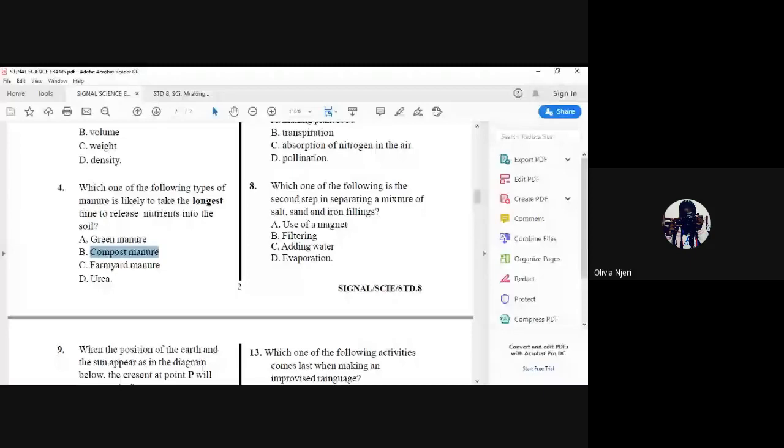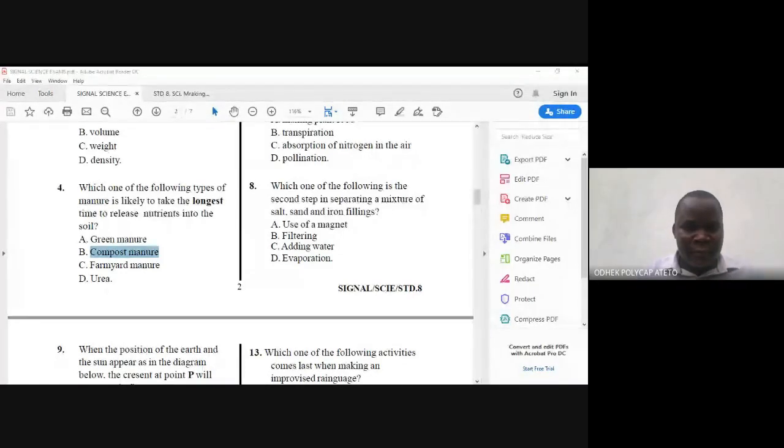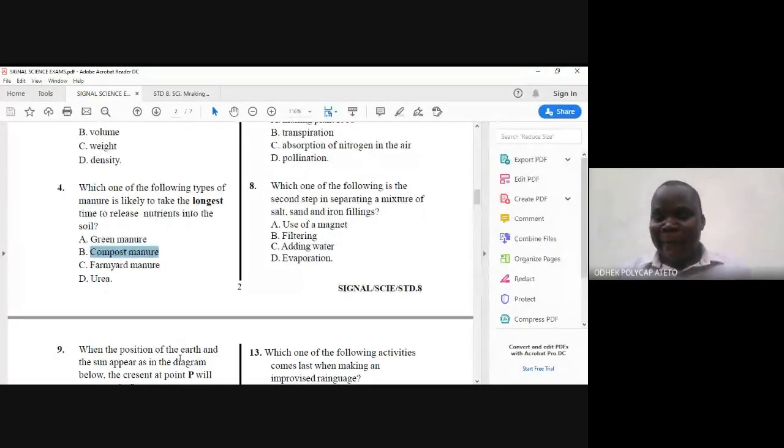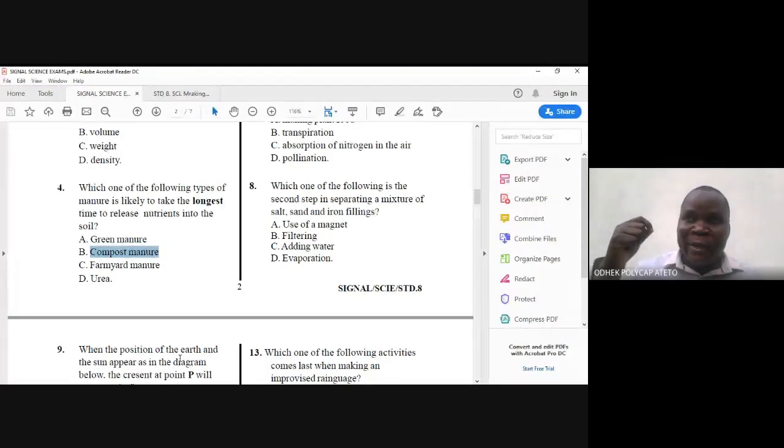So Olivia, you have explained, and everybody understood what you explained. Compost manure is made up from decayed plants and food leftovers. We normally call it, how do we describe it? From the kitchen refuse. So it is purely made from the kitchen refuse. So that is the compost manure.